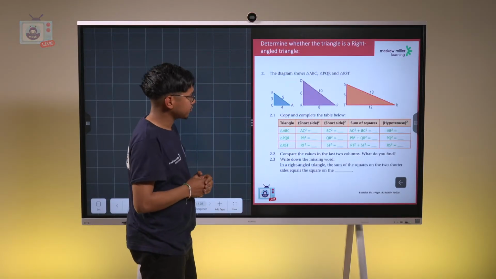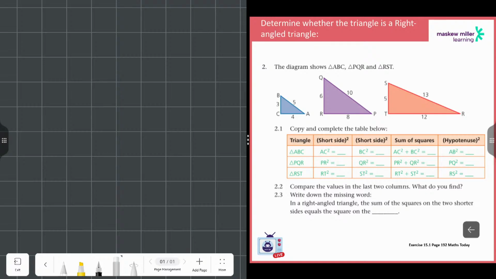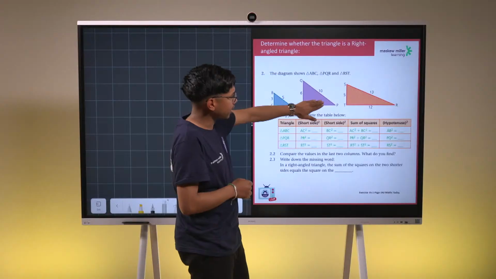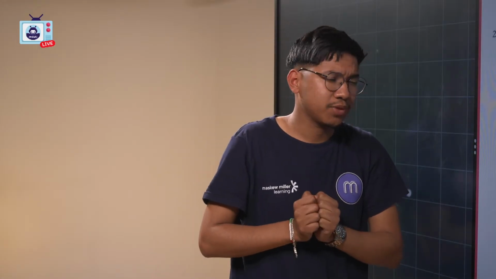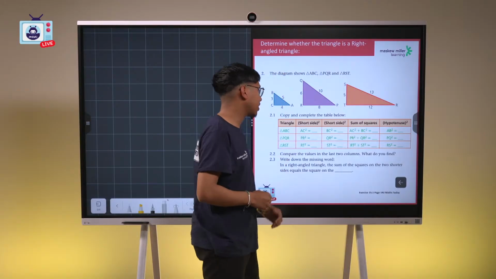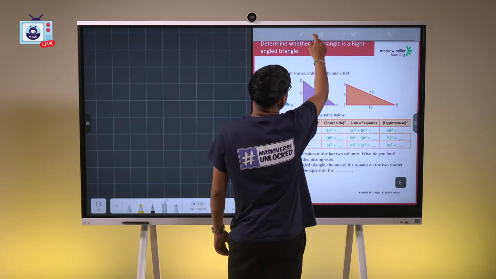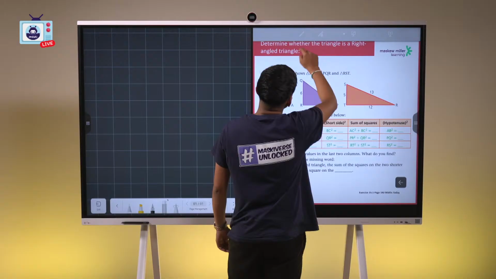Okay, now we have a bit of an activity to do over here. And it says determine whether the triangle is a right angle triangle or not. So here, we can see we have 3 triangles. And most of you by inspection would probably say that is a right angle triangle because you can take a protractor and you can measure the size of the angle. But we're going to use its sides to determine whether the triangle is 90 or not.